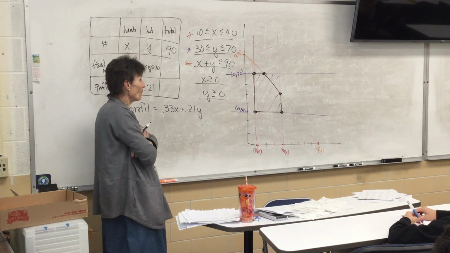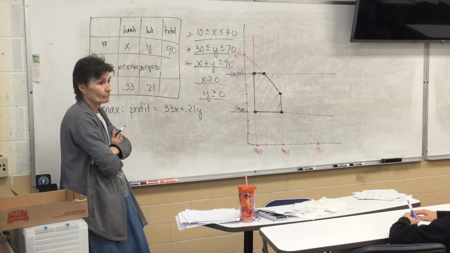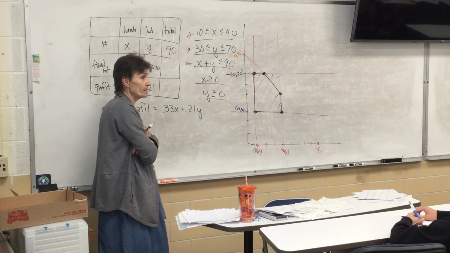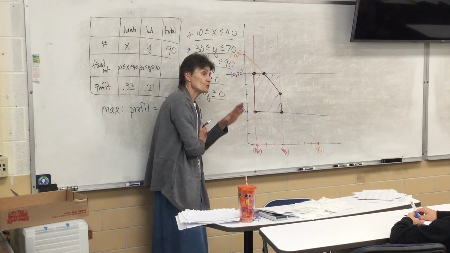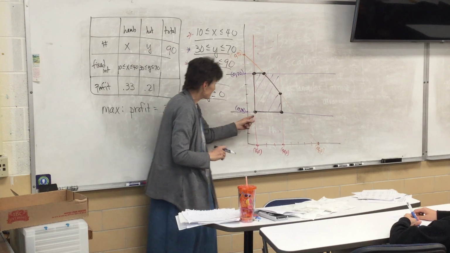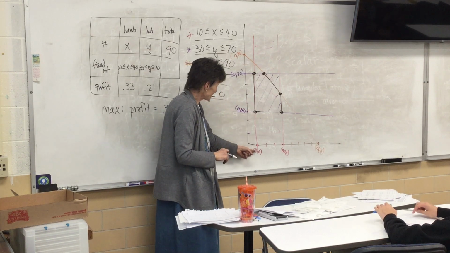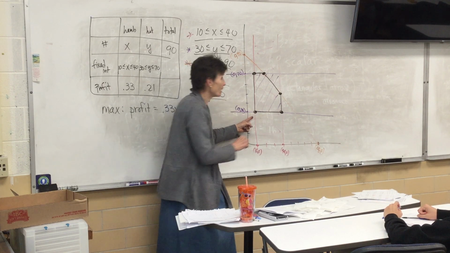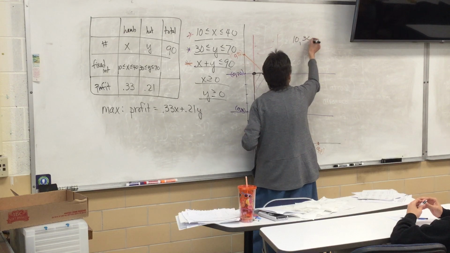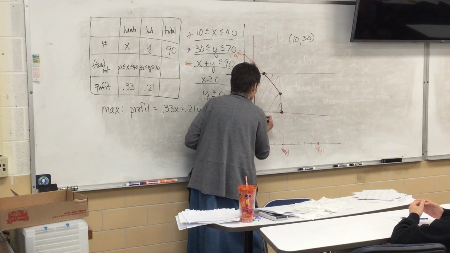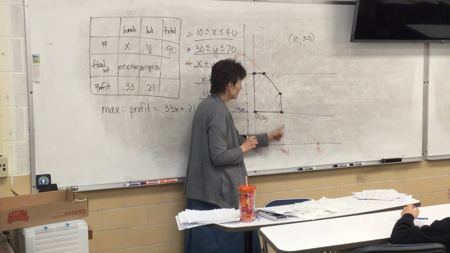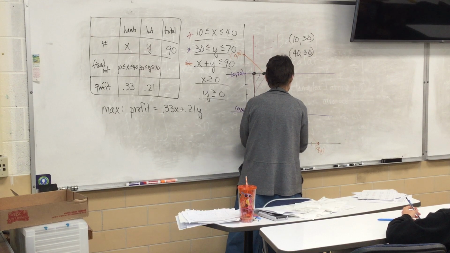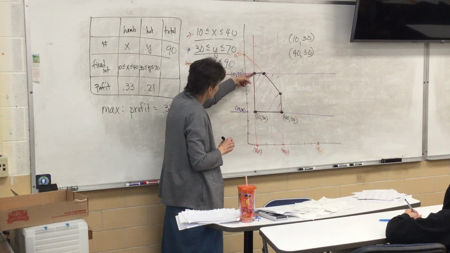Okay, so what do I do now? I figure out what all my points are. Now, don't panic and don't make this hard, you guys. Common sense. See that point right there? That's 10, 30, isn't it? Can't you tell? That's 10, 30. Alright, so I got that one. What about this one right here? 40, 30? And how about this one right here?